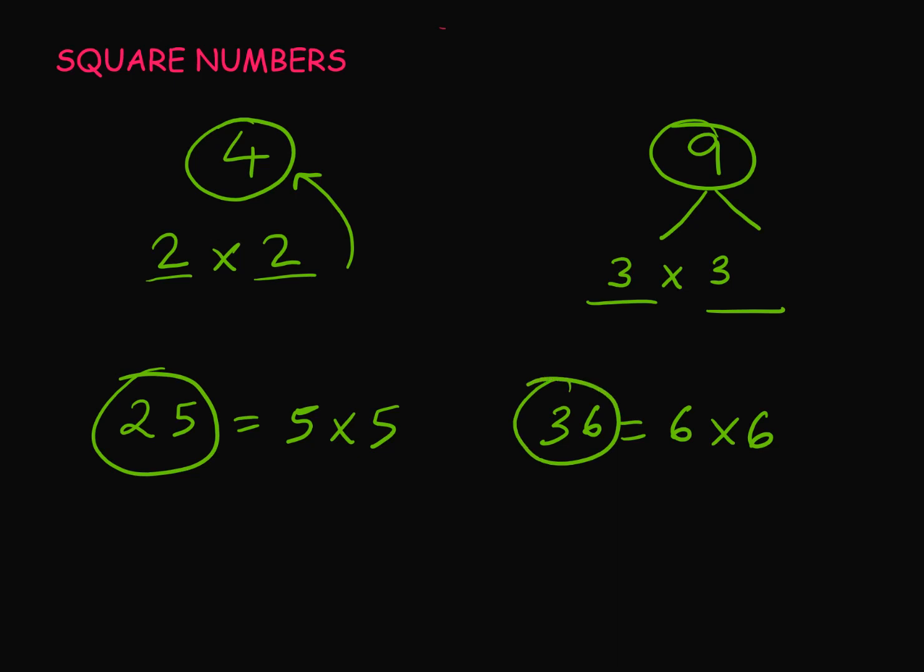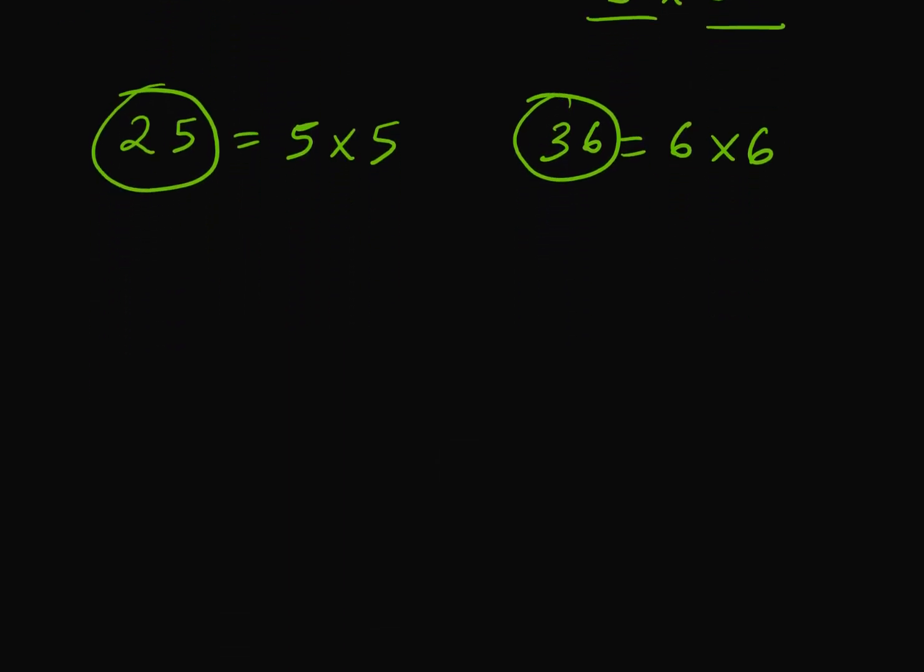Okay, so the number obtained by multiplying one number by itself is said to be a square number. So there are a large number of square numbers. Another important thing is to understand what a square root is. So now coming to the square root.